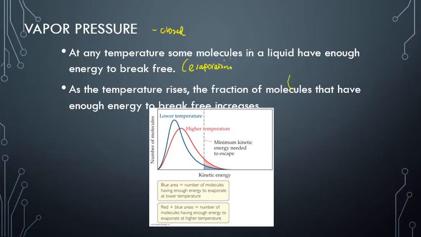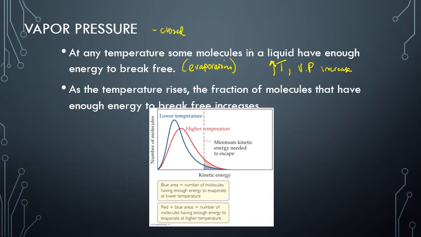And hopefully you can think about the relationship as we increase the temperature, the vapor pressure will increase because we're going to have more evaporation taking place. So the fraction of the molecules will continue to increase at the higher temperature, as we look at this curve underneath in this diagram here. This is what we call a Maxwell-Boltzmann distribution curve.